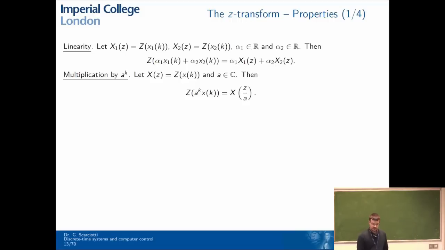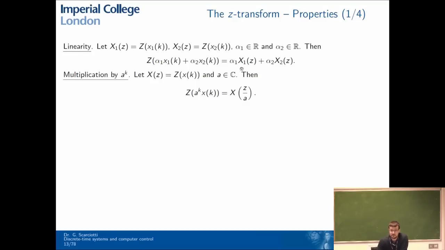Once we have seen the most basic Z transforms, let's talk a bit about the properties of the Z transform. The first property that we consider is linearity. I just used linearity when I computed the Z transform of the sinusoidal function. Linearity basically means that the Z transform of a linear combination of two sequences is equal to the linear combination of the two Z transforms.